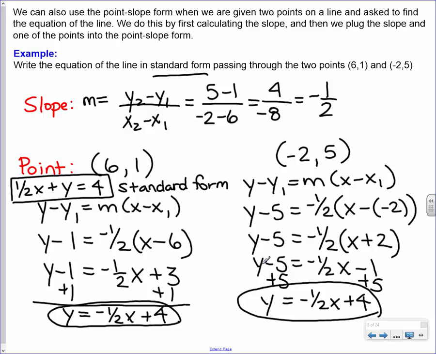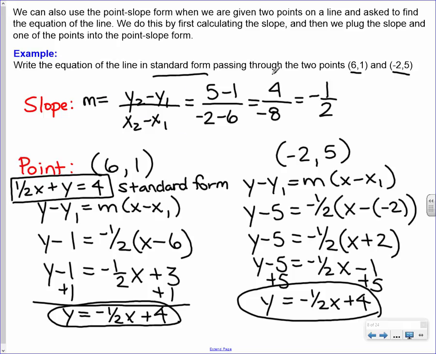Okay, so I said we can use the point slope form when we have one point and we have the slope, but we actually can also use it when we're given just 2 points, okay? Because when I have 2 points here, like this, I can find the slope of the line, right? And then once I find the slope, now I have the slope and I have 2 points to use in my point slope form, okay?